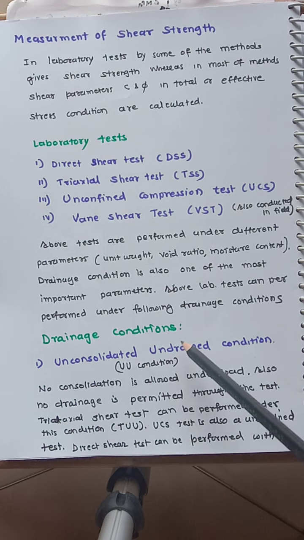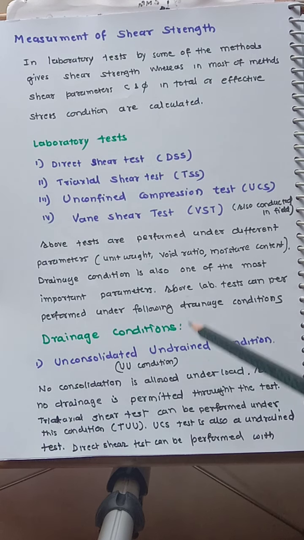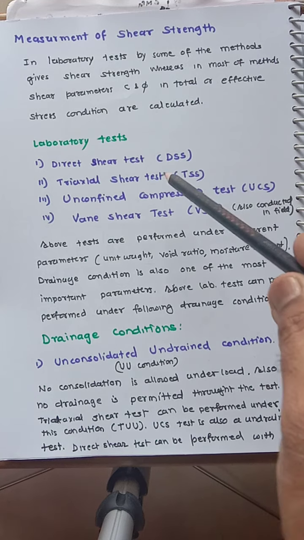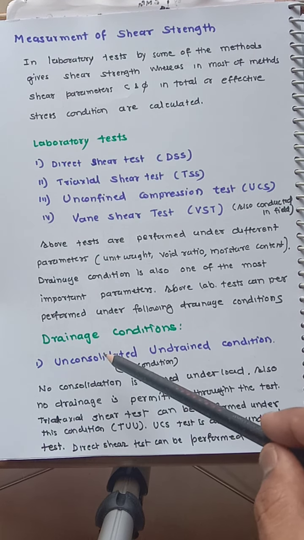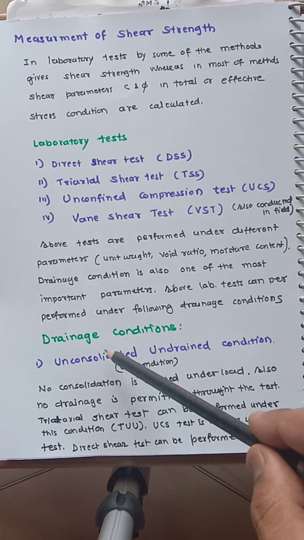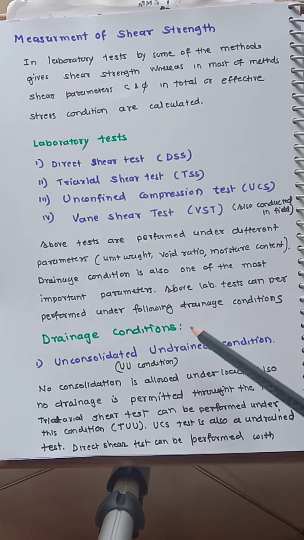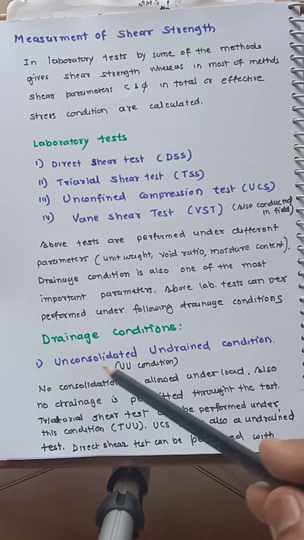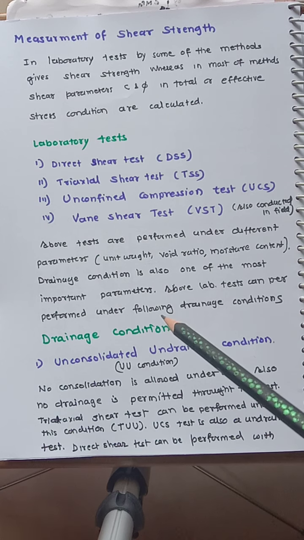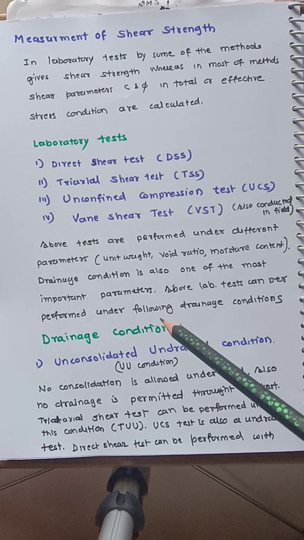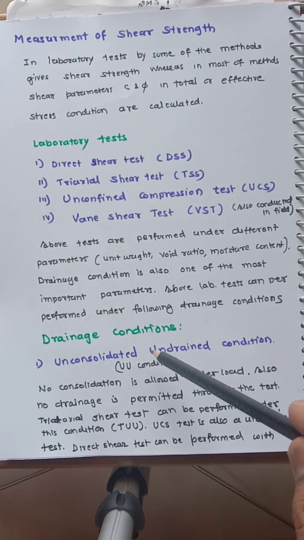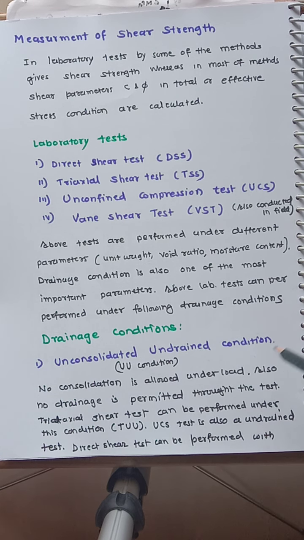Now, for example, the direct shear test can be conducted in an unconsolidated undrained condition. The triaxial test also can be conducted in this condition. When you conduct a shear strength test, it has two parts. One is related to consolidation, the second is related to the shear. When we don't allow consolidation of a sample and we apply the shear, failure takes place in the second part when you apply shear.